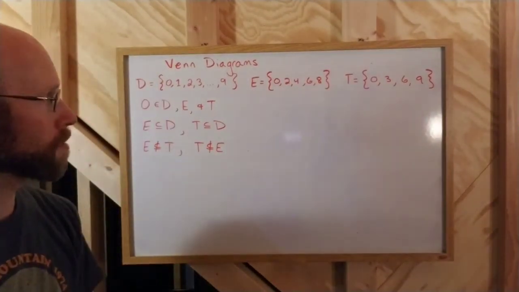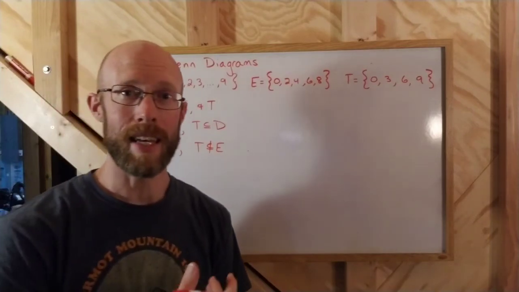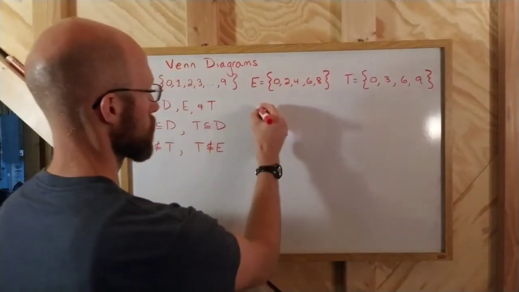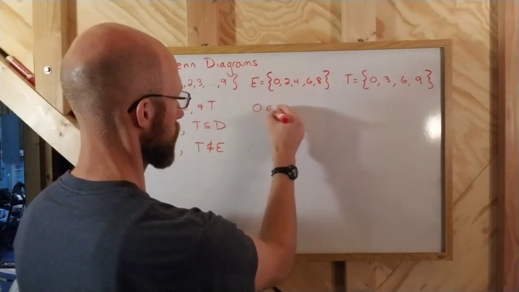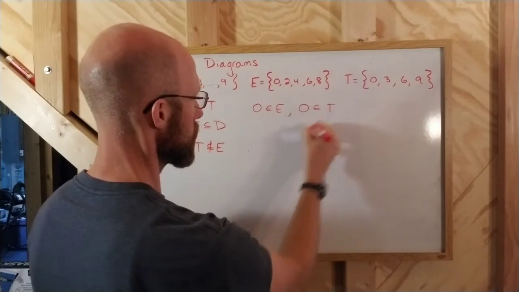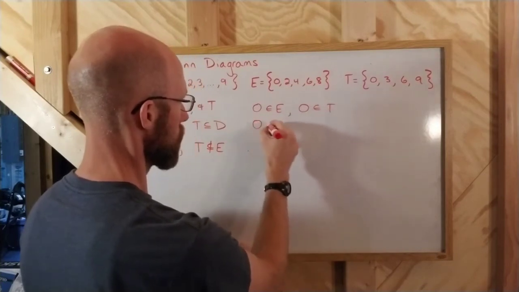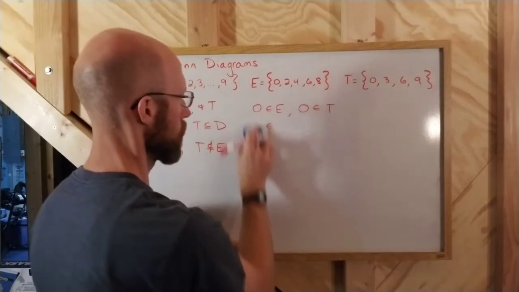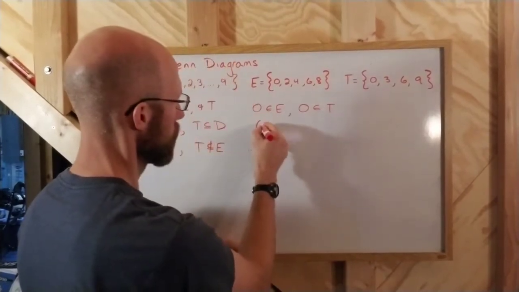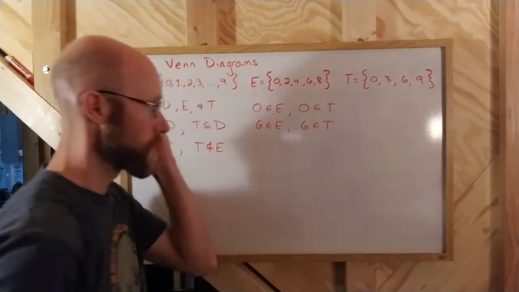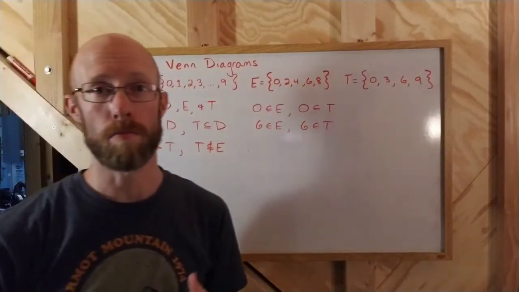So that gives us some subset ideas. What are the elements that are in both E and T? We said 0 and 6, right? 0 is an element of E, 0 is an element of T, 6 is also an element of E, and 6 is also an element of T. So 0 and 6 are elements of both.